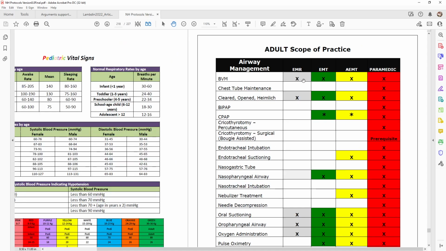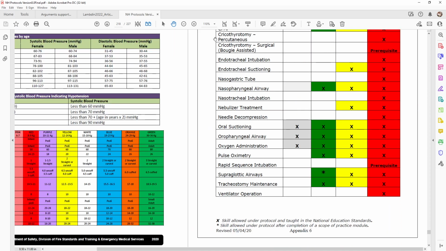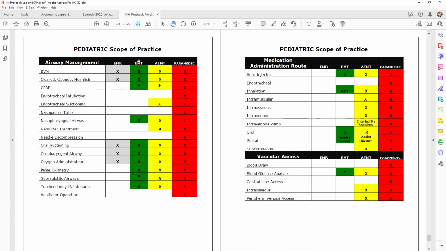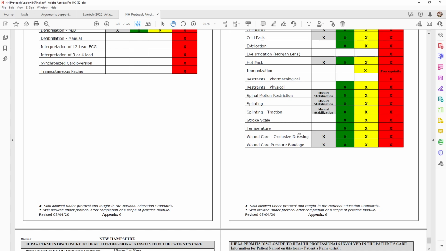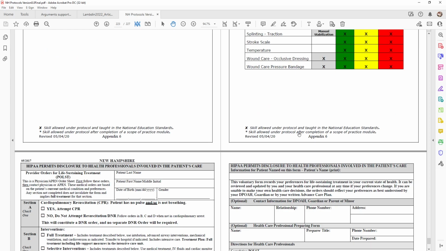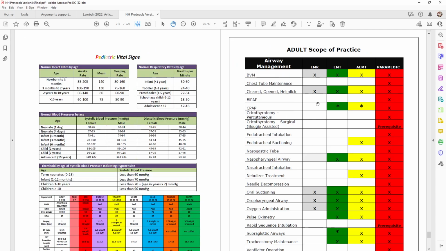And so, all right, so BVM, suctioning, oxygen, we can give ourselves auto injectors, we can give Narcan, we can do CPR and defibrillate, we can insert airways, we could do hot packs. Heck yeah. Wound care. All right, and then it doesn't get into drugs. So let's see if we can find the drugs.